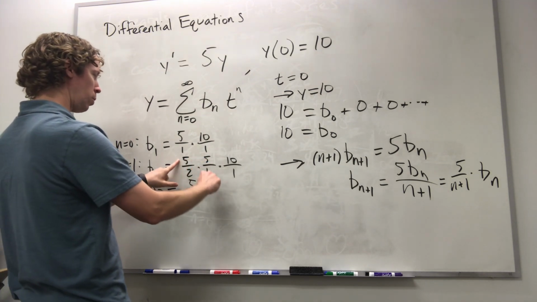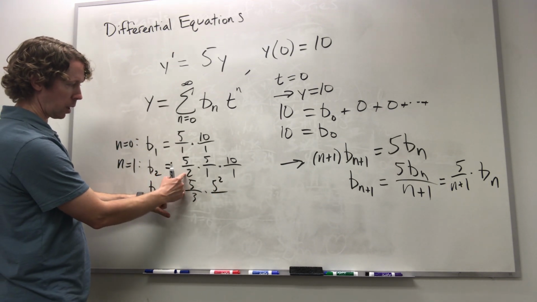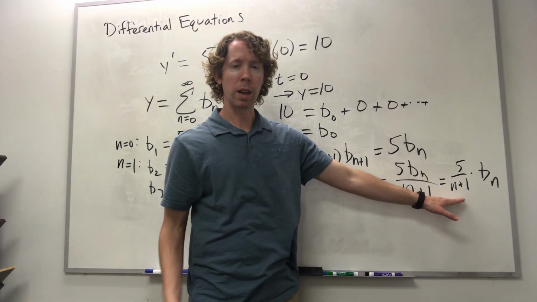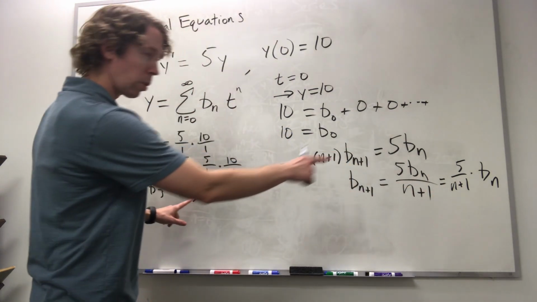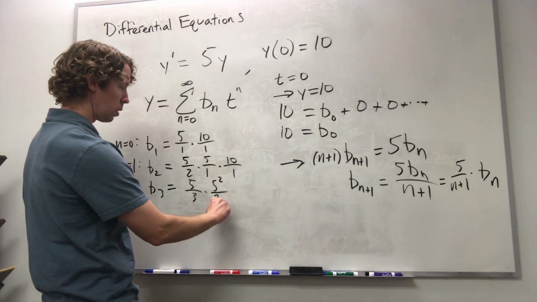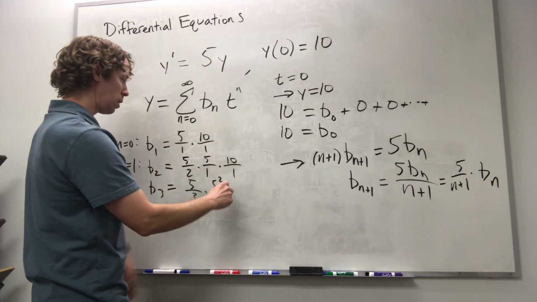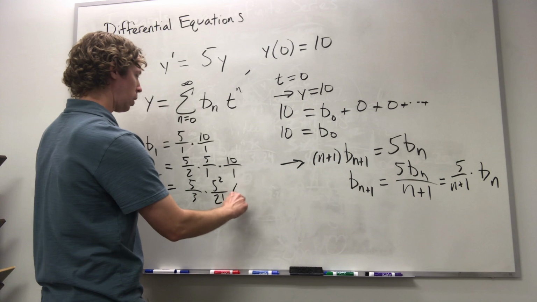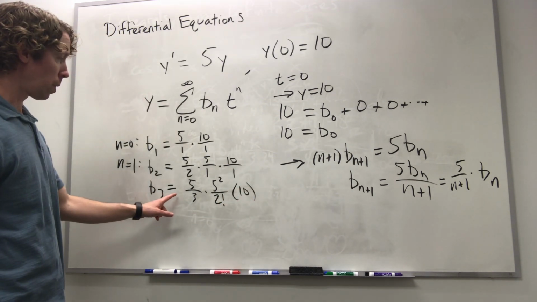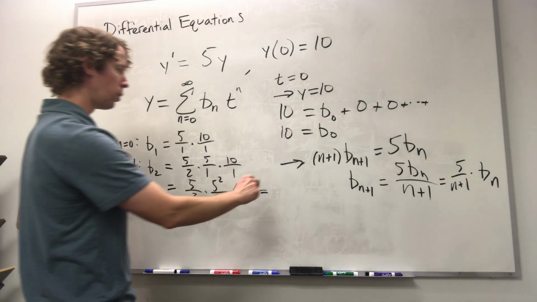So b2, I'm going to rewrite that as 5 squared over, and then I also notice I'm getting 2 times 1 times 3. Each time I'm going to be multiplying by the next highest integer. So I can tell I'm going to pick up a factorial in the denominator. So I'll just go ahead and write this 2 times 1 as 2 factorial. And then this 10, I'll just write it as times 10 like that. So what I'm seeing is 5 cubed over 3 factorial times 10.